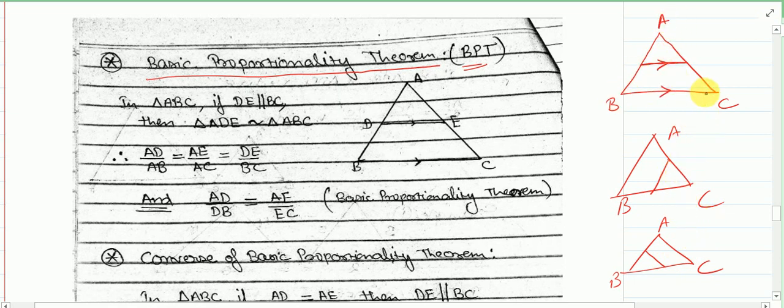So suppose you have a triangle ABC and then you draw parallel line DE, okay, which is parallel to BC. Then in that case what will happen, AD upon DB will be equal to AE upon EC, okay. So basic proportionality theorem says that if you have triangle ABC where DE is parallel to BC, then AD upon DB will be equal to AE upon EC, okay.